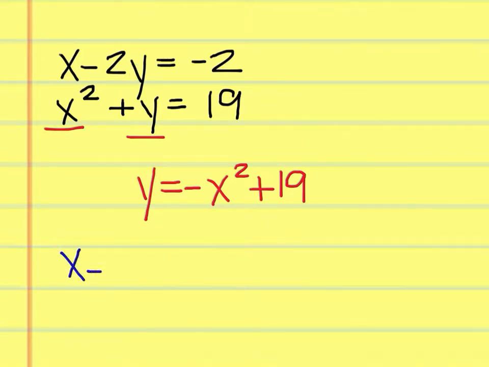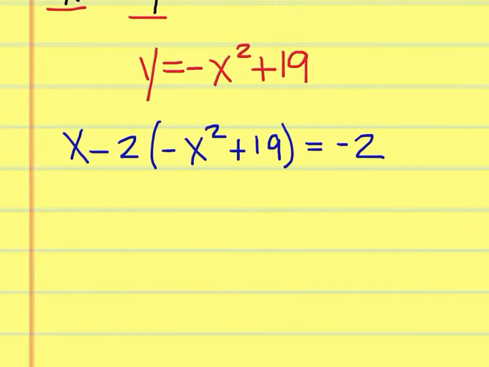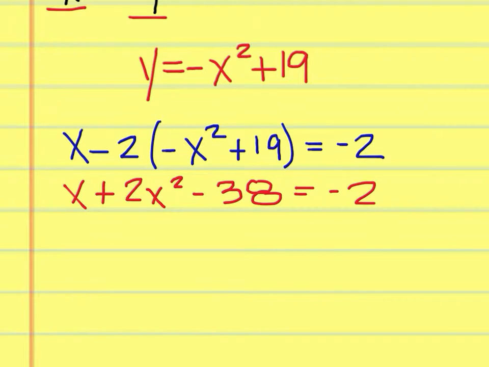So x minus 2y equals -2 is now x minus 2 times the quantity negative x squared plus 19, and that equals -2. Simplify this. Distribute the 2 all the way through. Treat it as a -2 and come up with plus 2x squared minus 38 equals a -2.